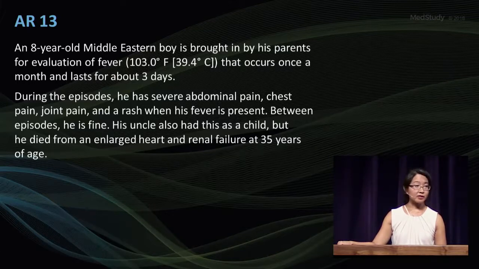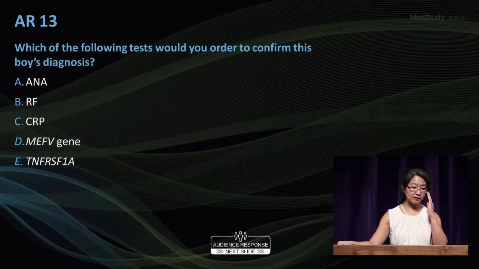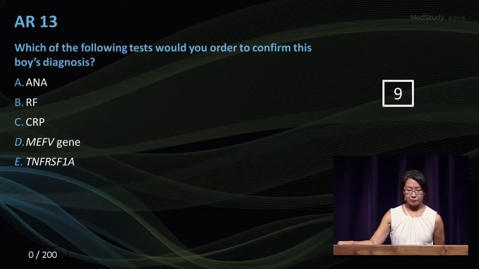Between episodes, he's perfectly fine, kind of like systemic onset JIA. His uncle also had this as a child and died of an enlarged heart and renal failure at age 35. Which of the following tests would you order to confirm this boy's diagnosis? Would you order an ANA, a rheumatoid factor, CRP, MEFV gene, or TNFRSF1A?